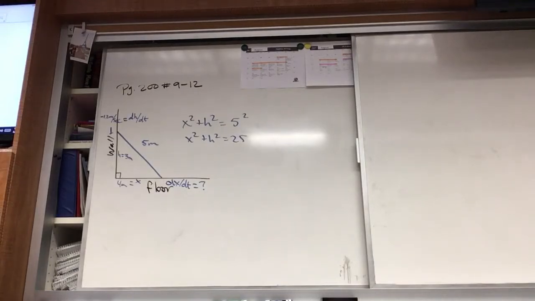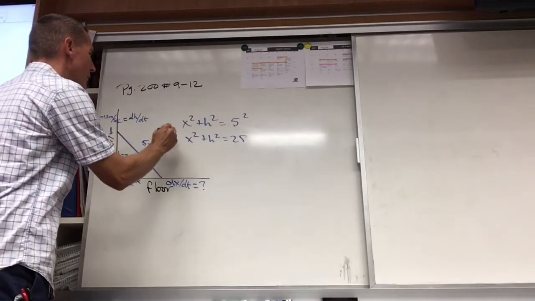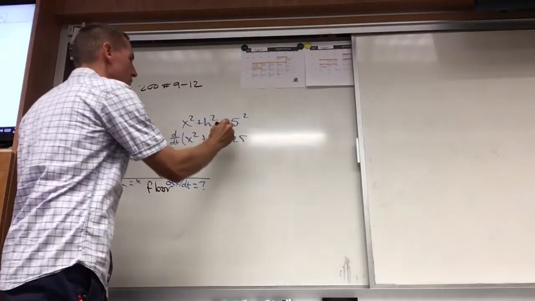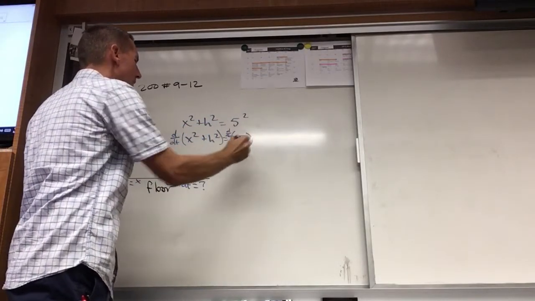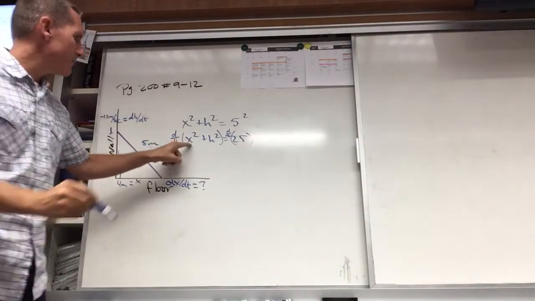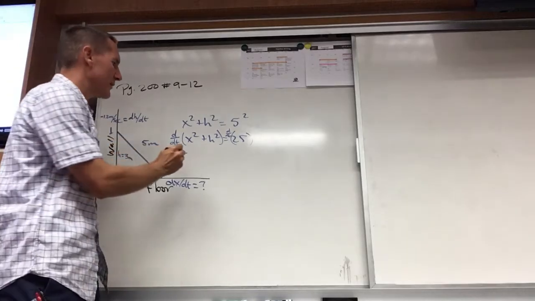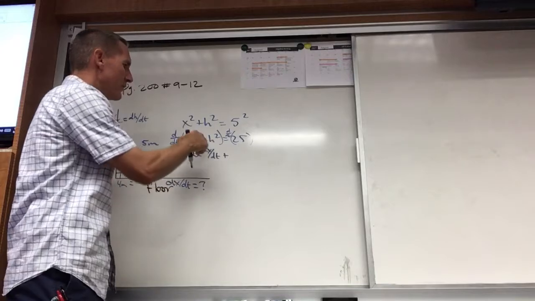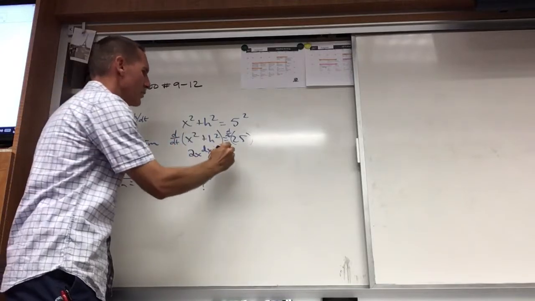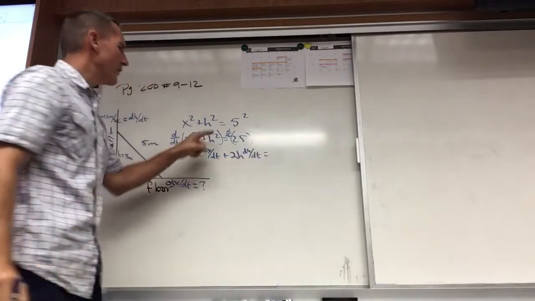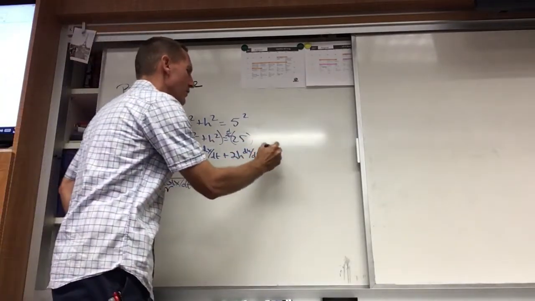Now, let me differentiate with respect to time. So when I do that, I show that by just saying d/dt of that is equal to d/dt of that. And now I'm differentiating with respect to time. So what that means is the derivative of x squared with respect to time is 2x dx/dt. And the derivative of h squared with respect to time is 2h dh/dt. And the derivative of a constant is just going to be 0.